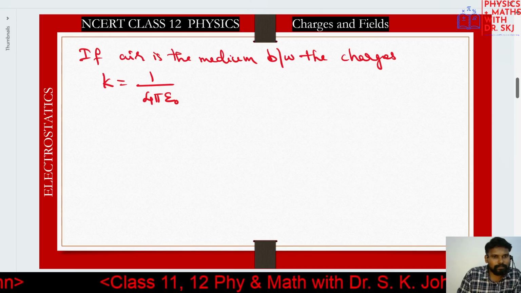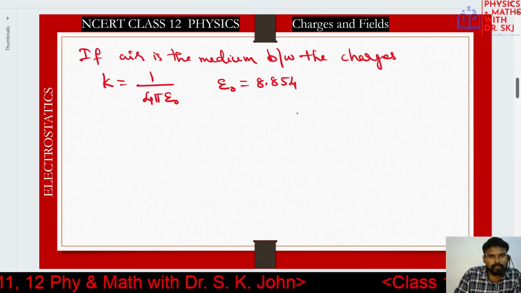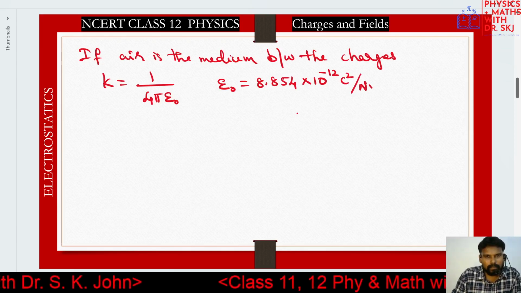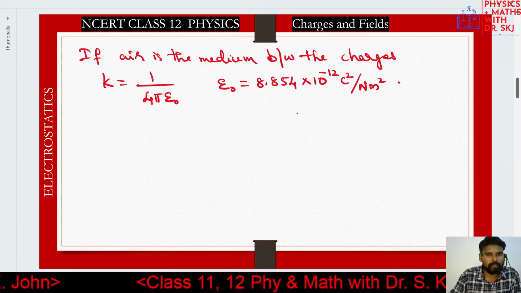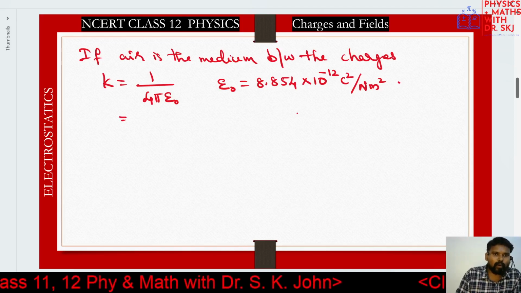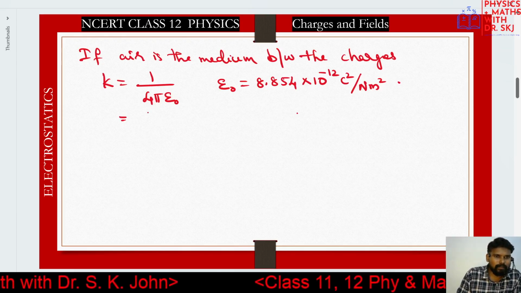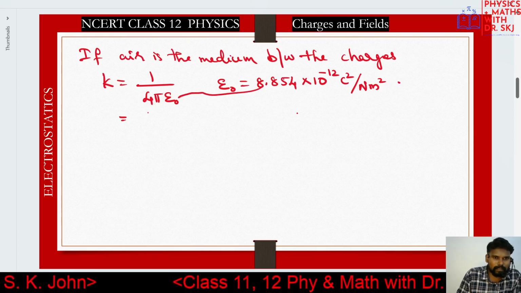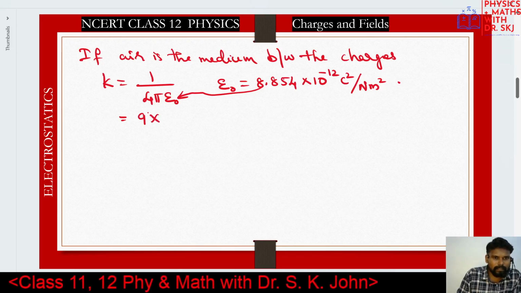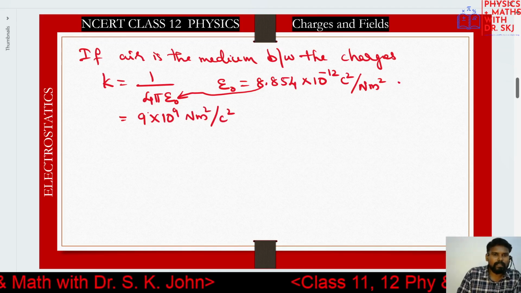What is this epsilon 0? The value of epsilon 0 is 8.854 into 10 to the power of minus 12 Coulomb square per Newton meter square. This is the constant with the units. This is a very, very small value. If you calculate 1 by 4 pi epsilon 0 by substituting the value of epsilon 0, and pi as 22 by 7 or 3.14, you will get 9 into 10 raised to 9. The unit is Newton meter square per Coulomb square. So this is that constant.